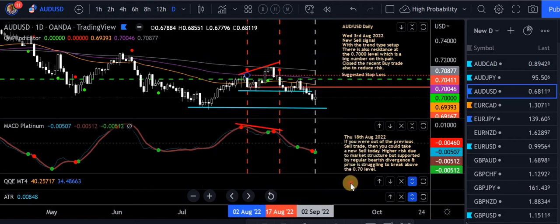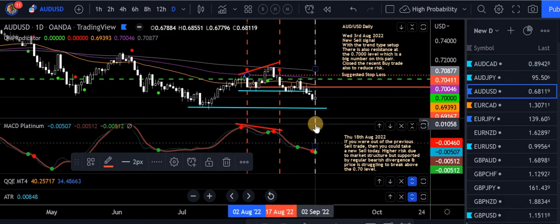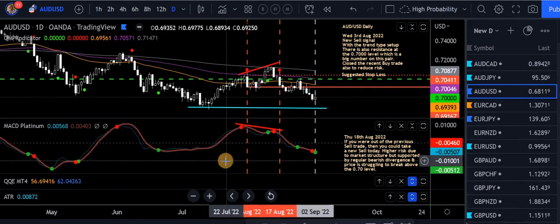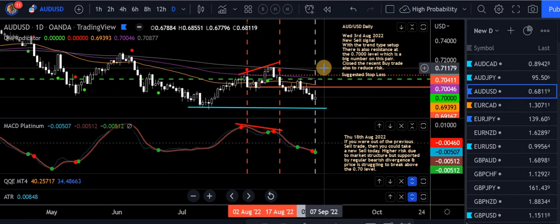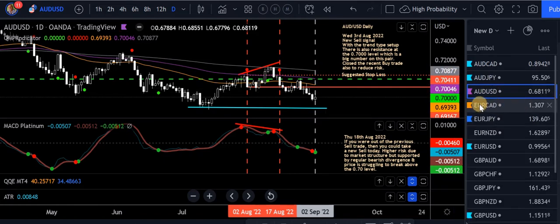So yeah, we'll move the stop down there because the MACD is definitely through the zero level, and now we've got this green dot on the MACD platinum below the zero level. So let's get rid of that line there too. So we'll bring the stop down. So I'll mark that up. I'll tidy that up.